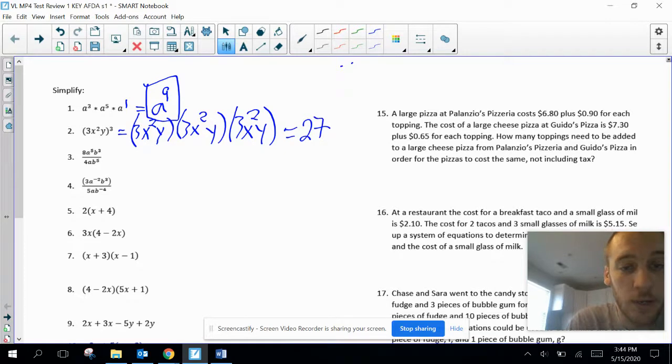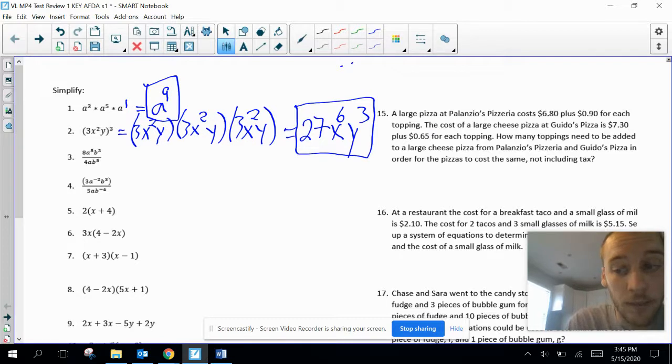X squared, x squared, x squared, there are 6 of them altogether. Just like in number 1, we're going to add them up. And y times y times y, there are 3 of them, adding them up, y cubed. So you can either write it out like this, or we could have just said, okay, 3 cubed, that's 27. X squared cubed, we're going to multiply these exponents. 2 times 3 is 6. And then 1 times 3 is 3.